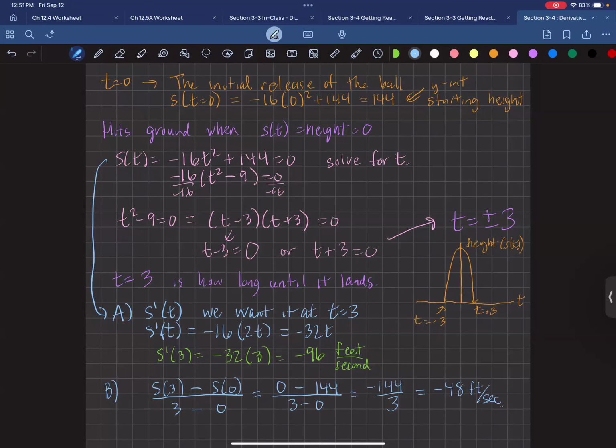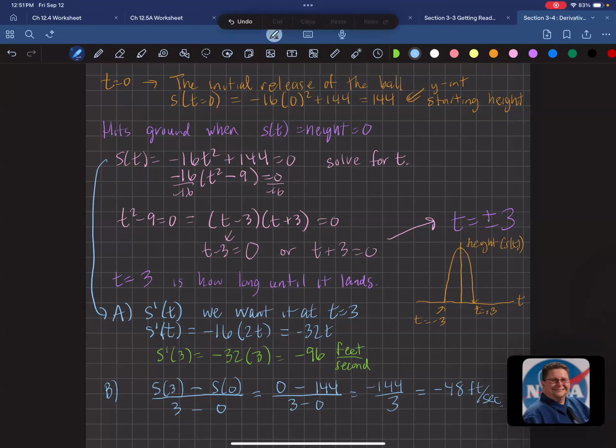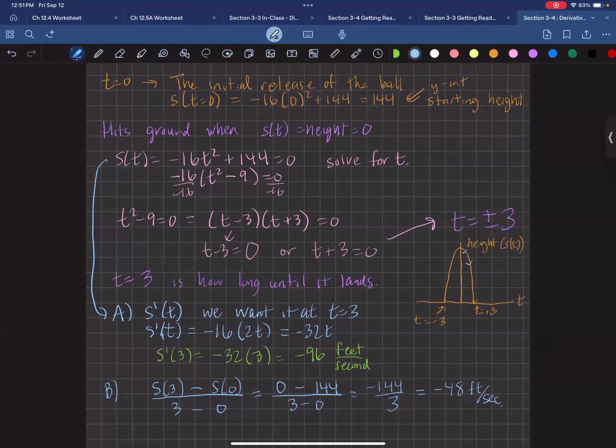And so this represents how the ball is speeding up. It starts off a little slow, but then it starts going faster and faster and faster as gravity pulls it downward. So the average speed is just averaging out all that change in acceleration.